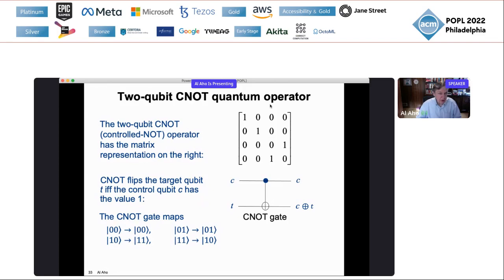So for example, if we put the input with C equal to ket 1 and T equal to ket 0 into the CNOT gate, the CNOT gate produces ket 1 on the control line as output. That is, the control hasn't been changed, but the target qubit has been flipped from a 0 to a 1.